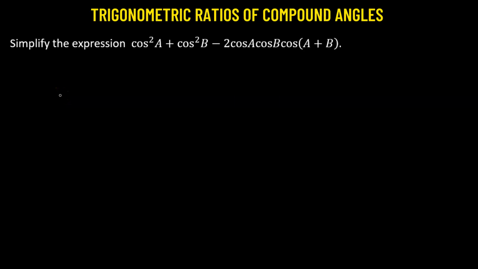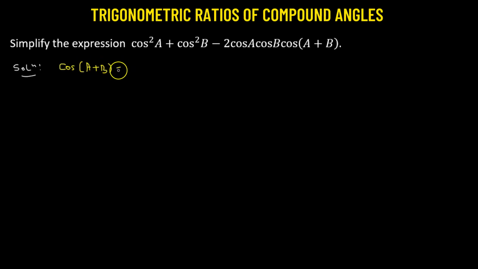We need to simplify the expression cosine squared a plus cosine squared b minus 2 times cosine of a times cosine of b multiplied to cosine of a plus b. Let us begin. First, we'll specify what is the expansion of cosine of the compound angle a plus b.